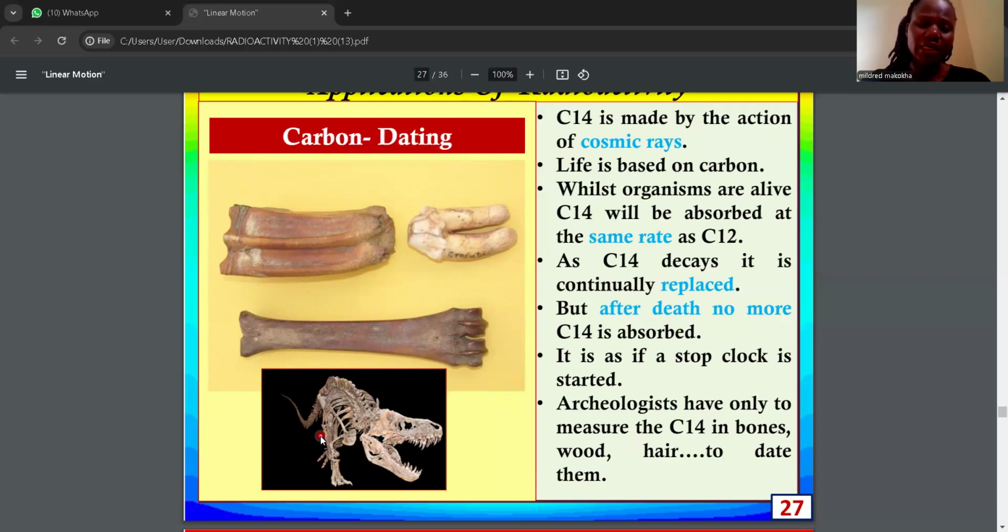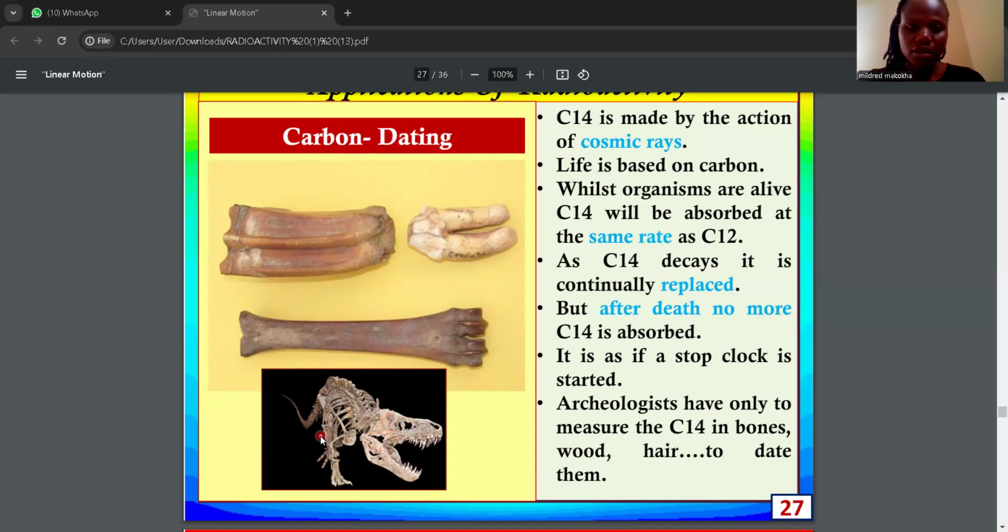You remember, like in Form 1 history, under early man, we talked about the Dryopithecus, the Ramapithecus, and the ages were being given. These archaeologists were able to come up with that age when they measured the amount of C14 within the bones.